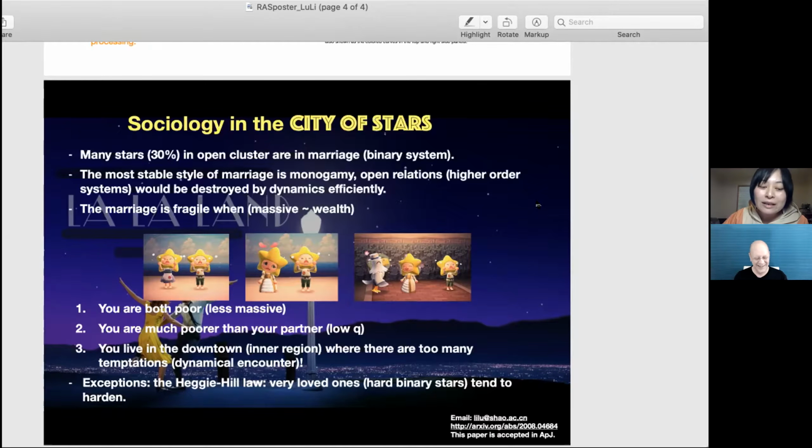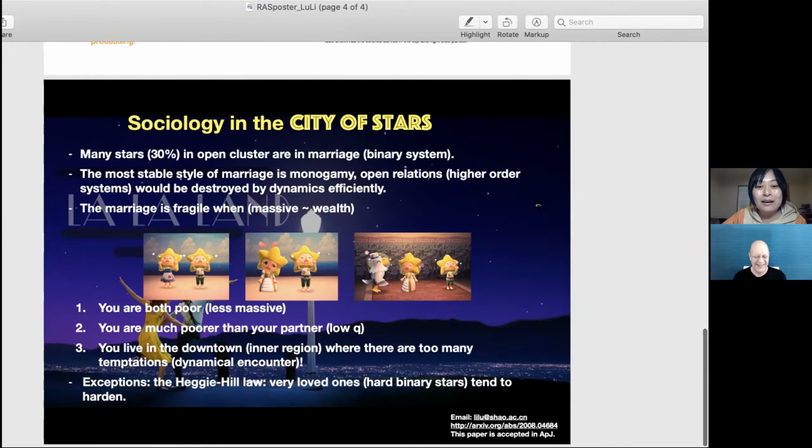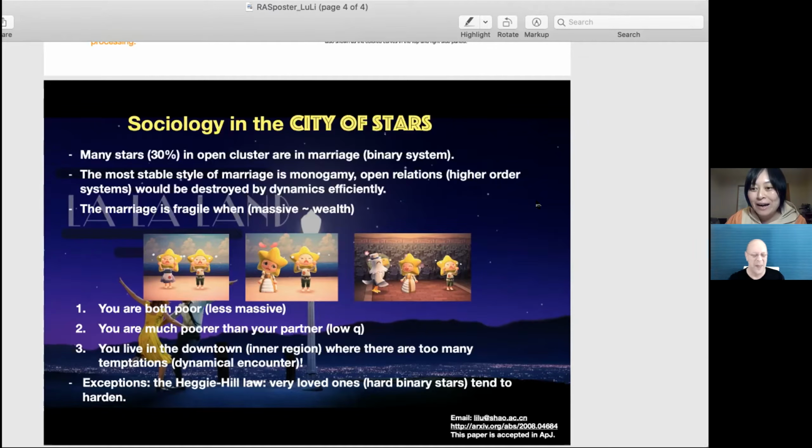However, there is an exception. According to the Heggie-Hills law, the very loved ones, that means the hard binaries, tend to harden. So if you are hard enough, don't worry about this. Yeah, this is the interesting conversion of what we've done for binaries. Okay, thank you. That is an awesome interpretation. That's great. Very good. Thank you.